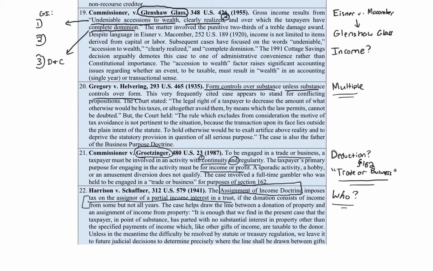So again, I mentioned that Lucas v. Earl and Helvering v. Horst, those are the main who question cases. Then there's some exceptions that come from that. We saw Blair. We saw the holding company case. We see Harrison v. Schaffner. These are some exceptions to those rules. That's all you really need to know about Harrison v. Schaffner. It's the who case. It's in that line of cases. And the central holding, as we talked about, tax on the assigner of a partial income interest in a trust if the donation consists of income from some but not all years. So the assigner is the one, not the assignee.